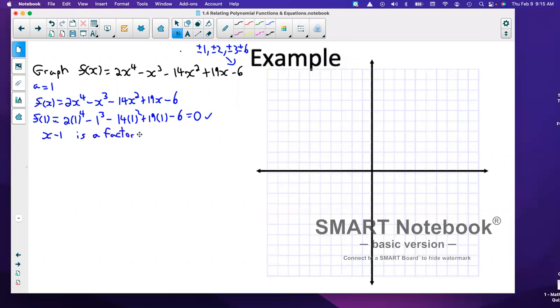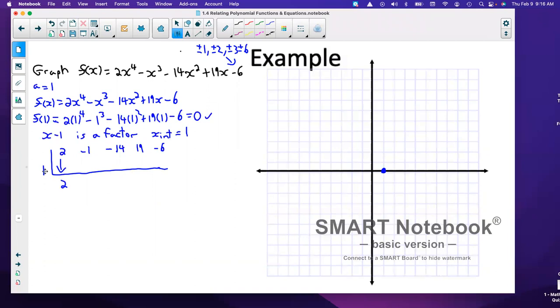Now, because it is a factor, I'm going to divide it out of here using synthetic division, and then we will start factoring what's remaining. But if x minus 1 is a factor, I might as well mark that x-intercept. So I'll be an x-intercept of positive 1. So synthetic division, we're utilizing our coefficients. So we've got 2, negative 1, negative 14, 19, and negative 6. Now our a value is 1.